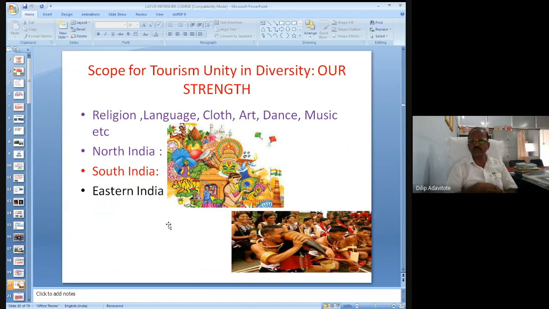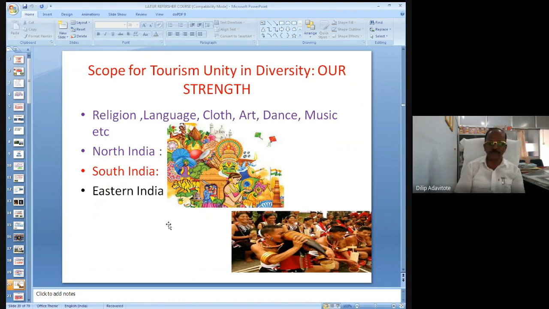Now, what is the scope for tourism? As a country, we know our strength is unity in diversity. It is the most important strength of our country, and we as geographers define the spatial nature of this diversity, where we identify the areas of diversification, that is religion, language, dressing pattern, art, various dance forms, music. These are the areas where we as geographers clearly mention, and we have to utilize. These are the product, and we have to sell it from the tourism point of view.